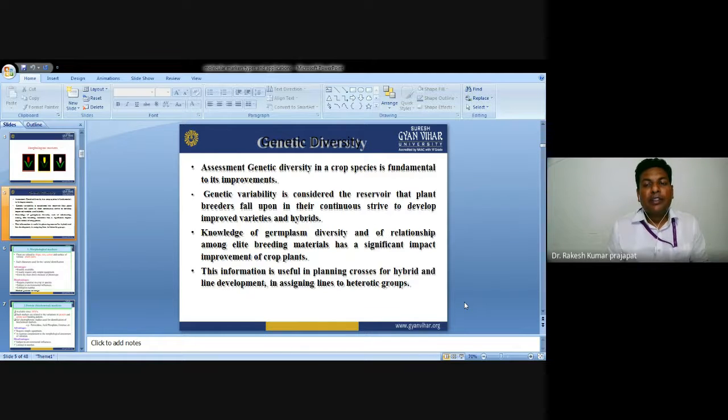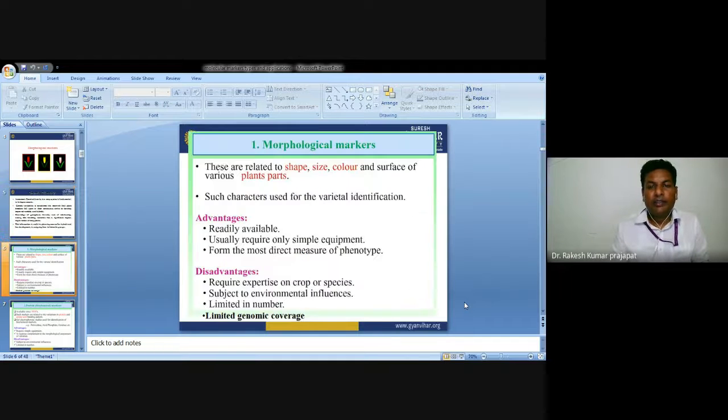Knowledge of germplasm diversity and of relationships among the elite breeding material has a significant impact on the improvement of the crop. Germplasm diversity provides very good knowledge of relationships among elite breeding materials. This information is useful in planning hybrid and line development and in assigning lines to heterotic groups. Now we discuss morphological markers.